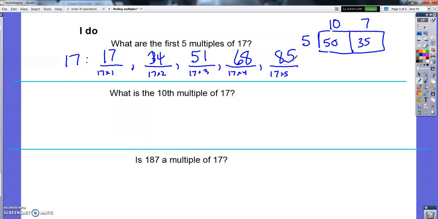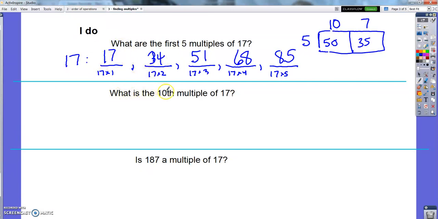So the first 5 multiples of 17 are like counting by 17. 17 plus 17 plus 17 plus 17 plus 17. 17, 34, 51, 68, and 85. And I can keep going on and on forever: 17 times 6, 17 times 7, 17 times 8, and so on. So that's often one question you get asked, to just write out the first 4 or the first 5 multiples of a number. And there they are, always starting with the number itself.